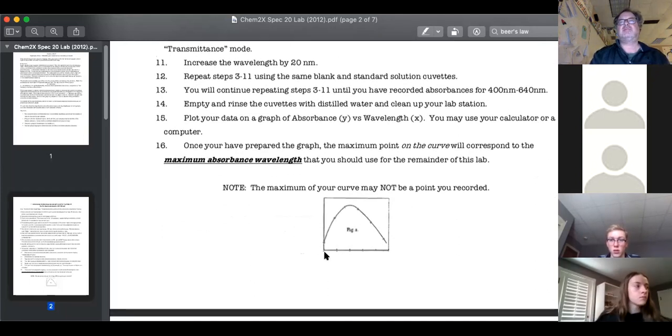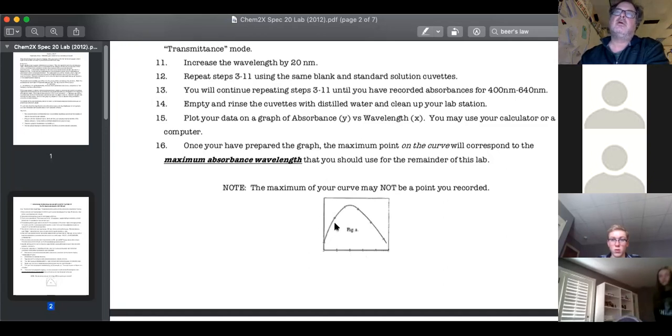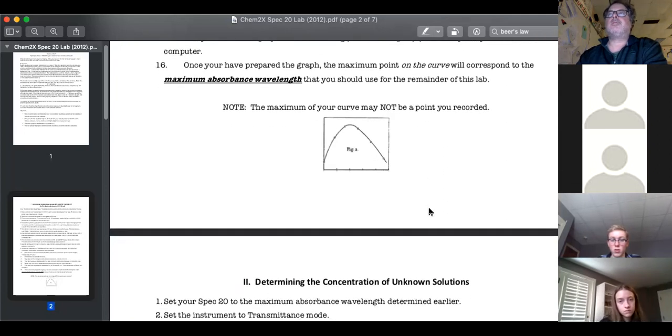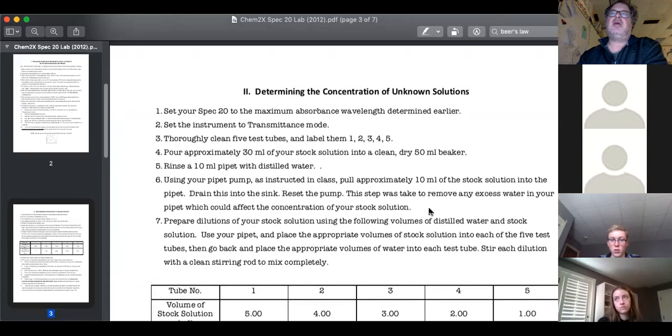And then you graph absorbance to wavelength. The wavelength is independent of the absorbance, but the absorbance is dependent on the wavelength. And basically you'll get a graph like this. You want to find the wavelength that gives the most absorbance. This is the highest up here. And then you will use that wavelength for Friday.